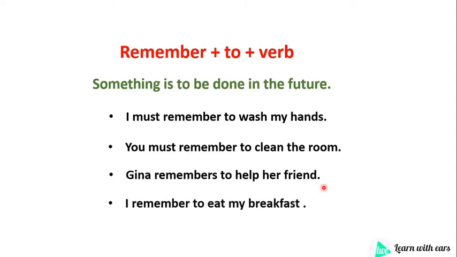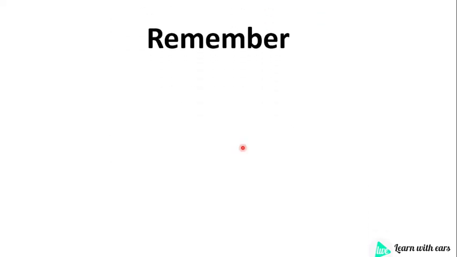I remember to eat my breakfast. It means I am not eating, or it's not about the past. I have to eat in the future, after some time, after a moment, I have to eat my breakfast. So in this case, we use remember plus to plus verb when something is to be done in the future, after some time.